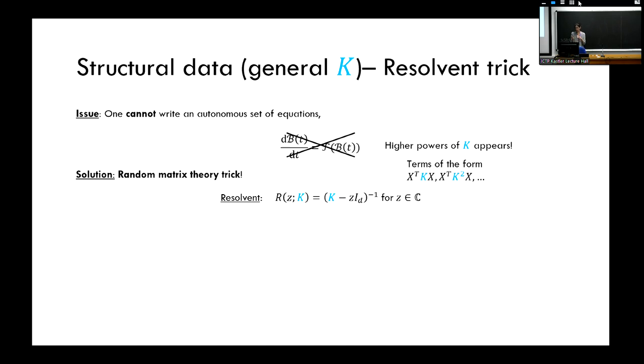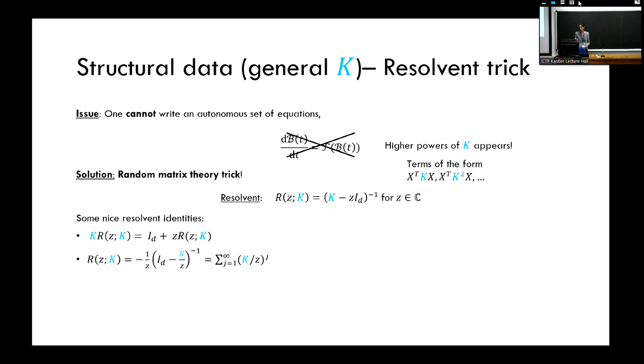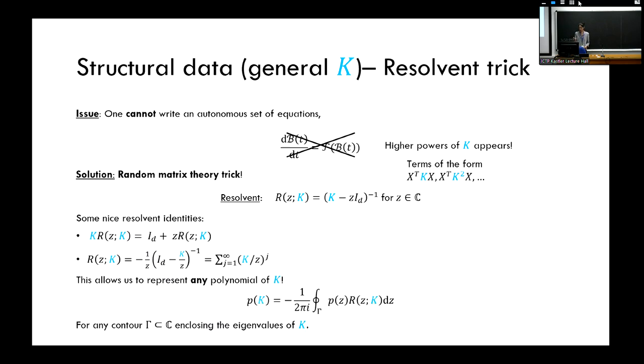And this is just a matter of a tool in our proof. But the idea is that the resolvent is a nice tool, because if you take a matrix and multiply it with the resolvent, you get back the resolvent and you can expand it to any power. And this is why I can also write any power of K using this object, by doing an integration on the complex plane over all eigenvalues.